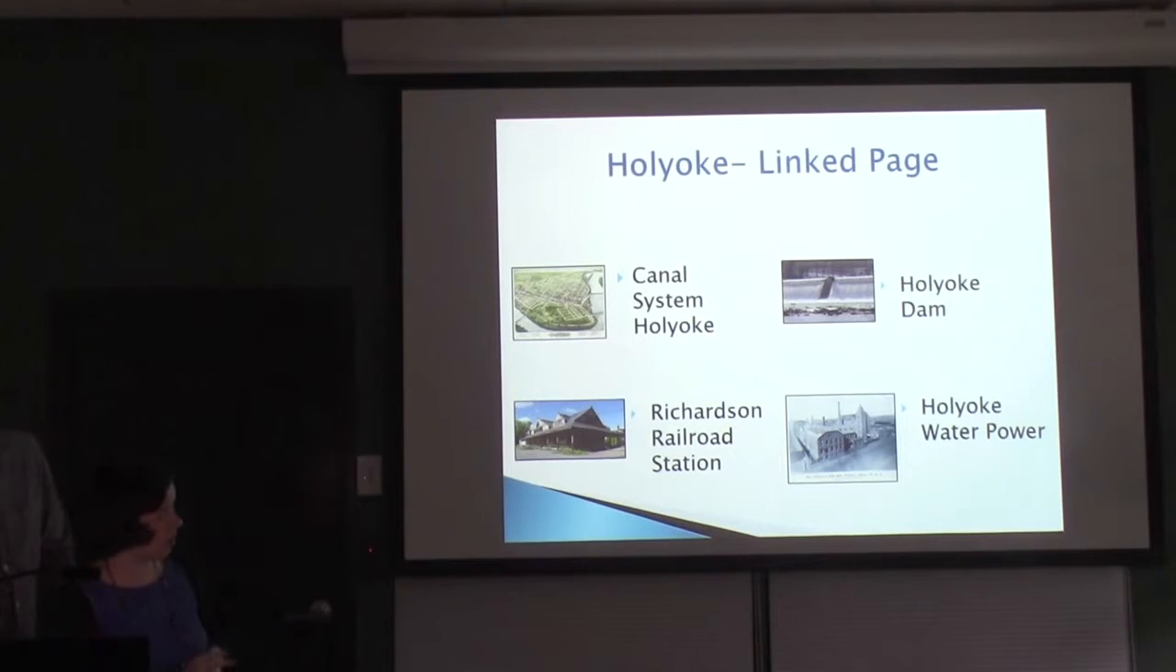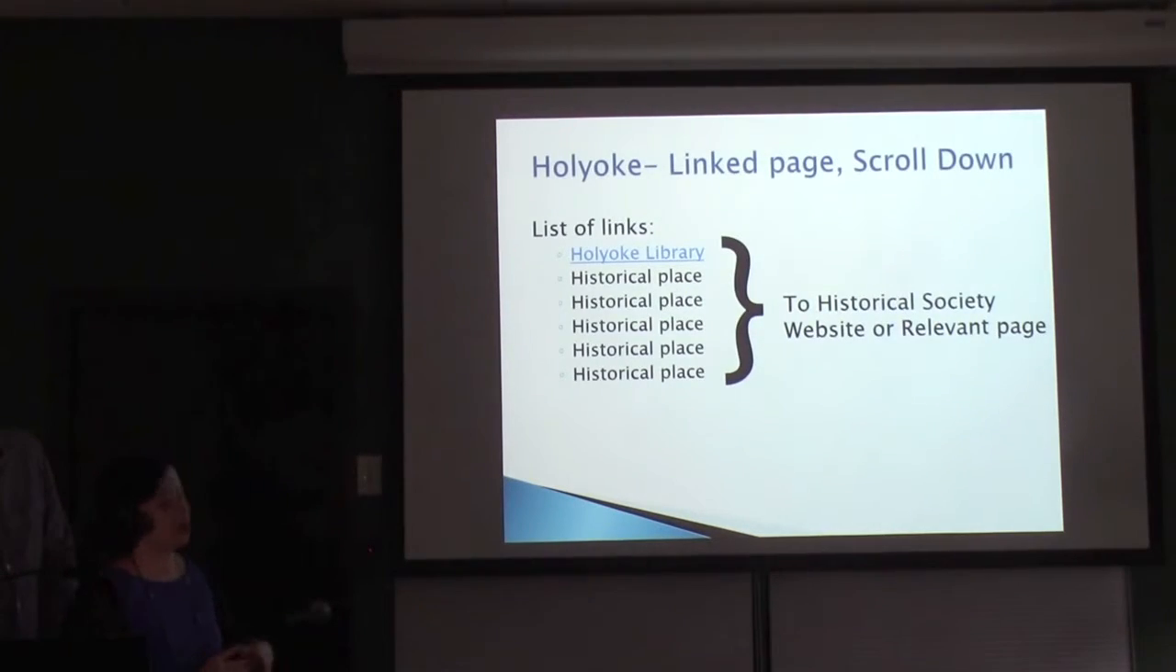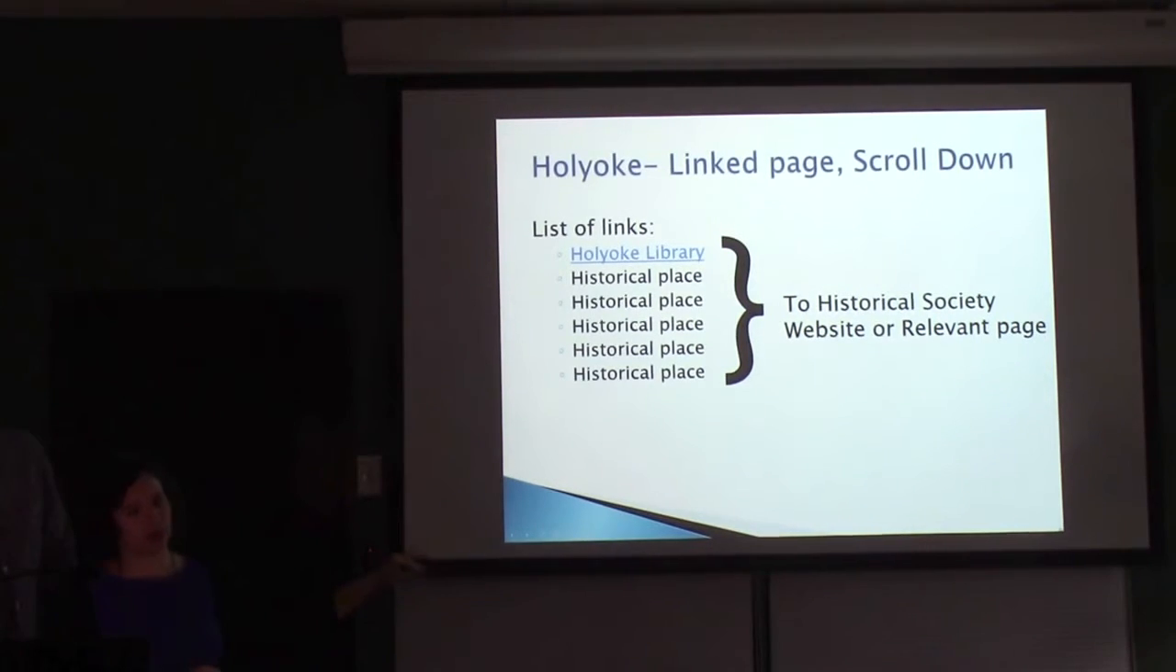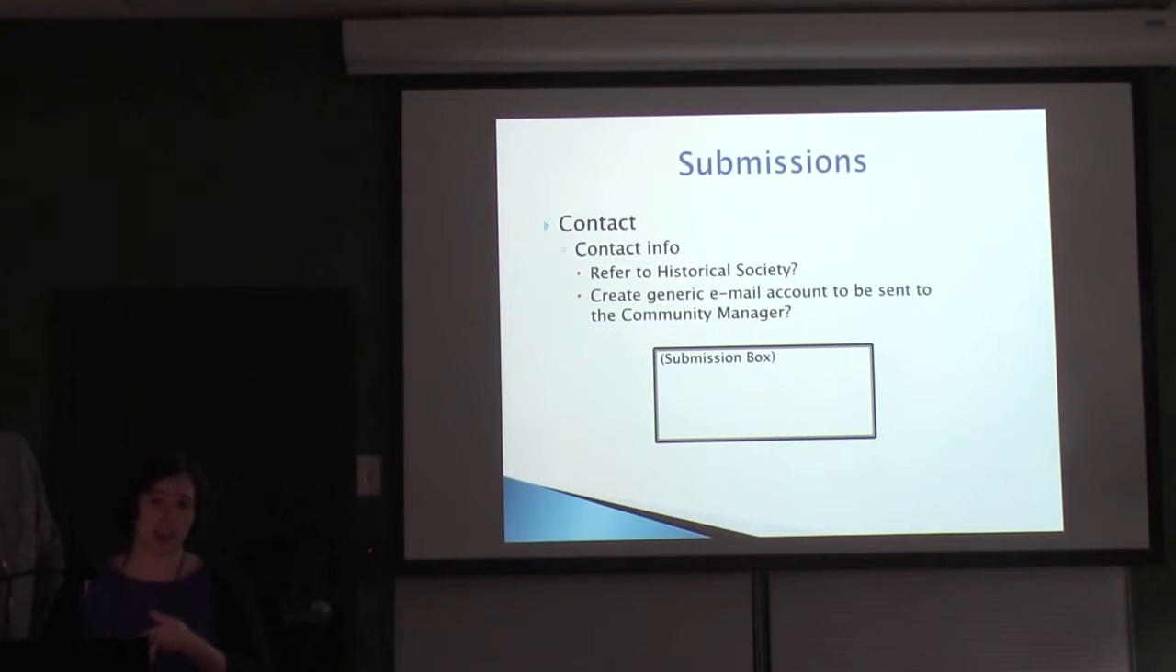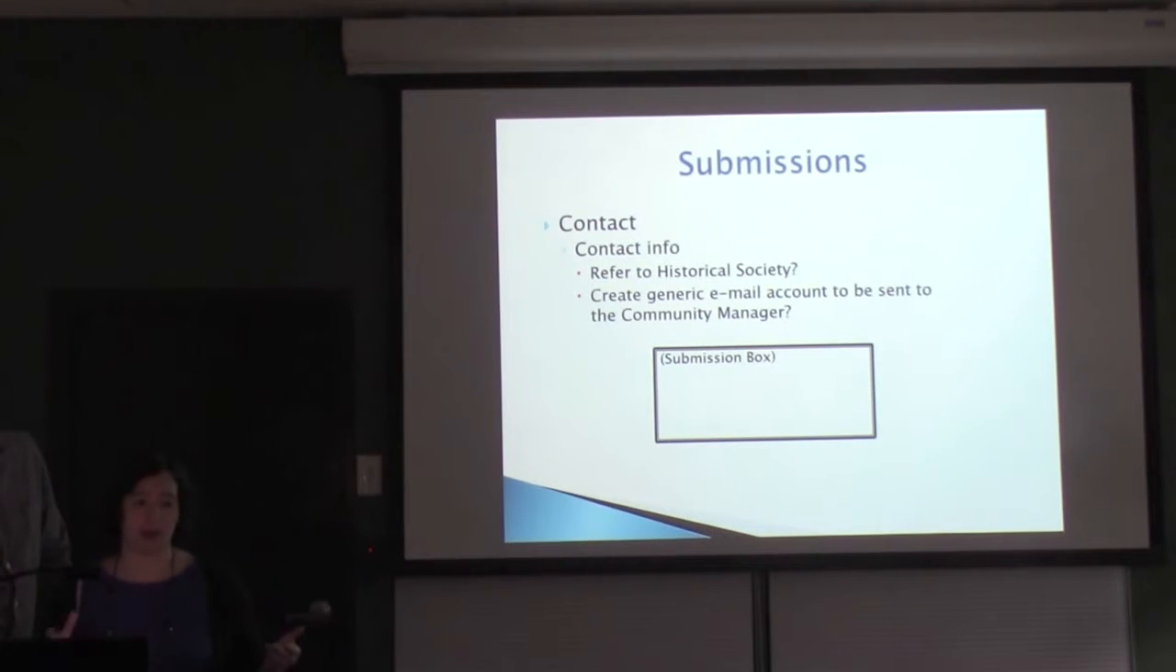So if we scroll down on the Holyoke page, we'd see there would be links to other content, like other landmarks within Holyoke, and also links to other institutions or resources, for example, the Holyoke Library. And something the group also talked about was the idea of accepting content submissions from the community and letting people propose and contribute their own content to put on the site. So we would want to include a place for that, whether it be a contact email that they can submit things to, or we could create a little submission form box like we have on our website.